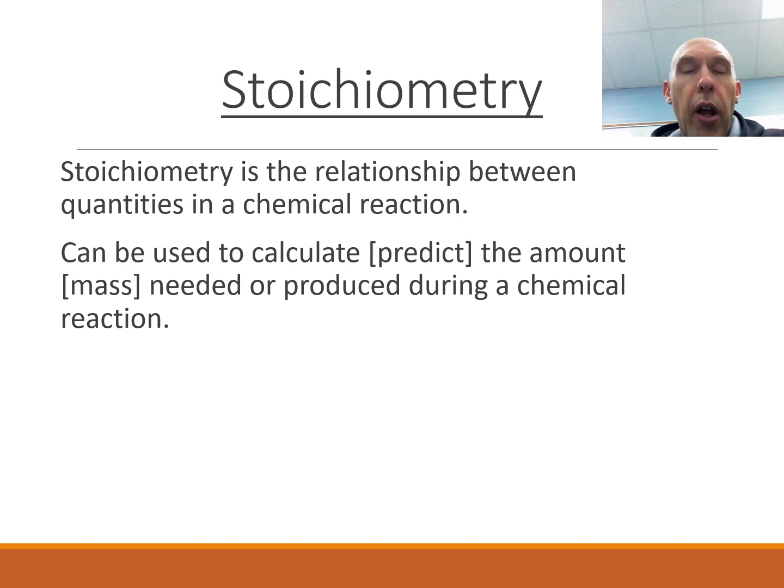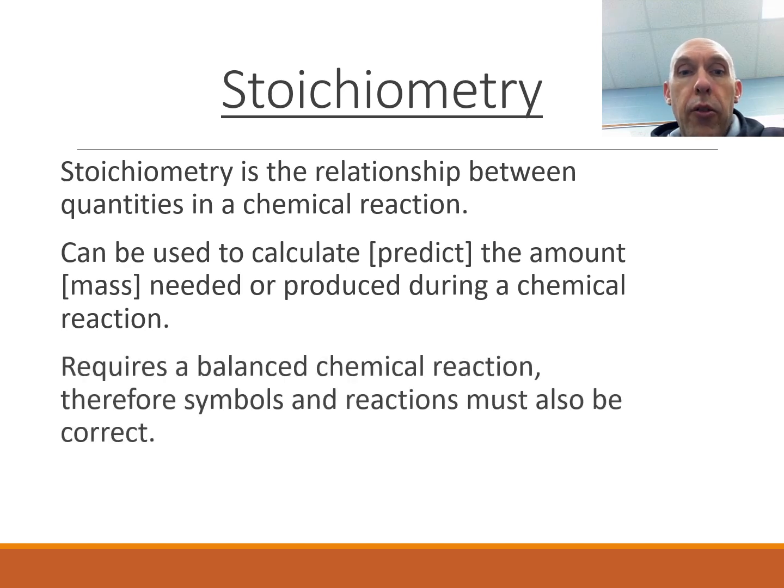So we can look at a product and figure out how much of a reactant we need. We can look at a reactant and figure out how much product we'll make. We can look at a reactant and see how much of the other reactant we need. Any combination of these is possible. It's of course going to require a balanced chemical reaction, so obviously the symbols and the reactions must be correct in order for this process to work properly. Moving on in 3, 2, 1.